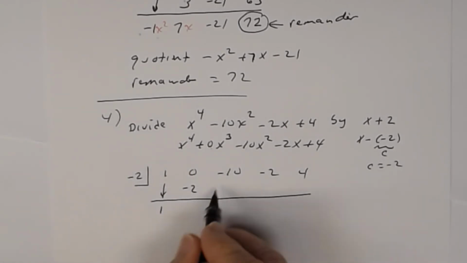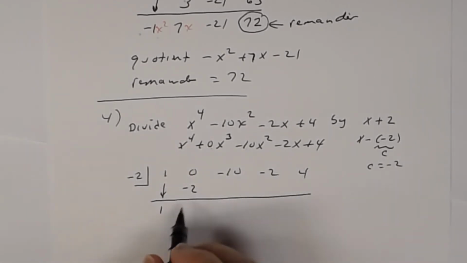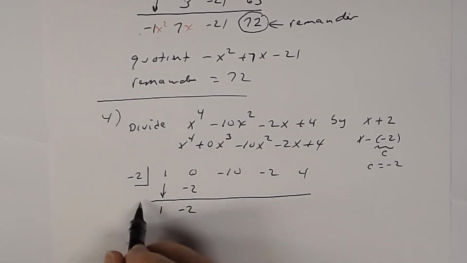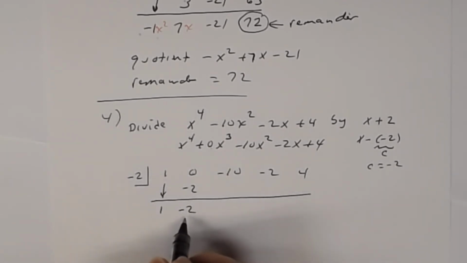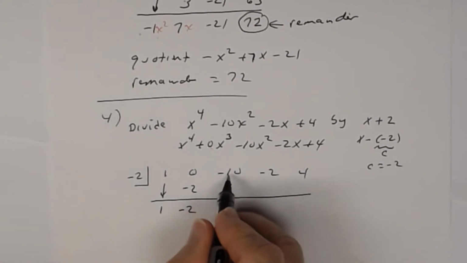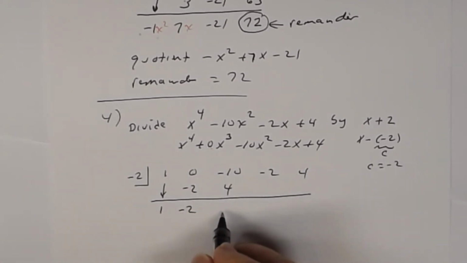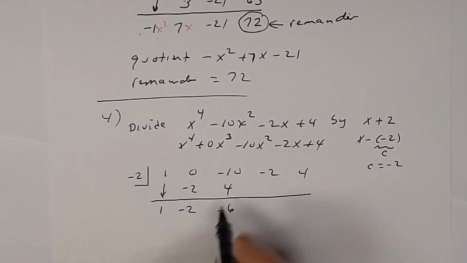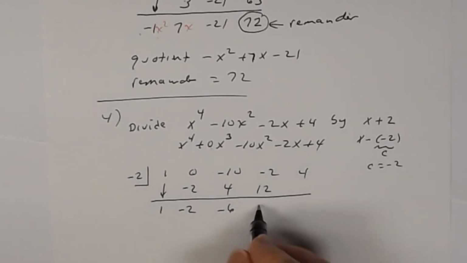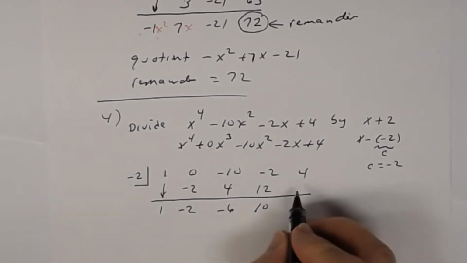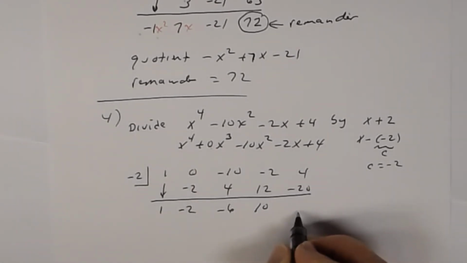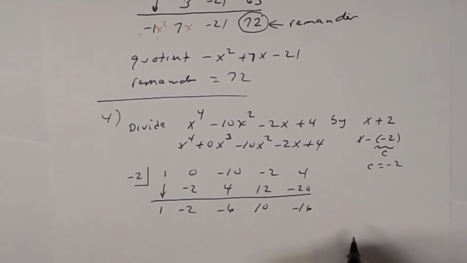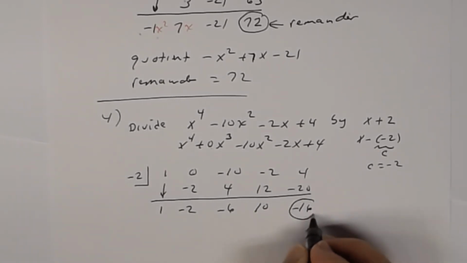Multiply, add. Multiply, add. Okay? 0, negative 2 is negative 2. Then you multiply. Negative 2 times negative 2 is a positive 4. Then you add. Negative 10 and 4 is a negative 6. Then you multiply. Negative 2 times negative 6 is a positive 12. Then you add, you get 10. Negative 2 and 12 is 10. Then you multiply. Negative 2 times 10 is a negative 20. And then you add, you get negative 16. So once you're done, this is your remainder.